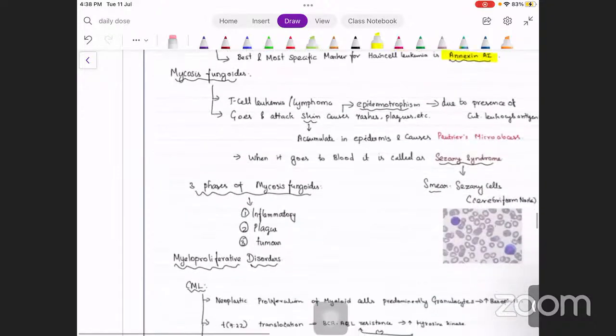Next is mycosis fungoides, where you see a T-cell lymphoma, and it goes and attacks the skin and causes epidermotropism, and it accumulates in the epidermis and causes Pautrier microabscesses. In mycosis fungoides, you see the Pautrier microabscess. We saw that mycosis fungoides image yesterday in dermatology. Smear shows Sézary cells.